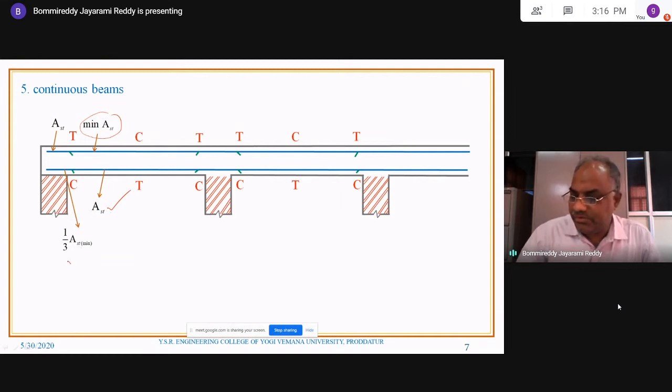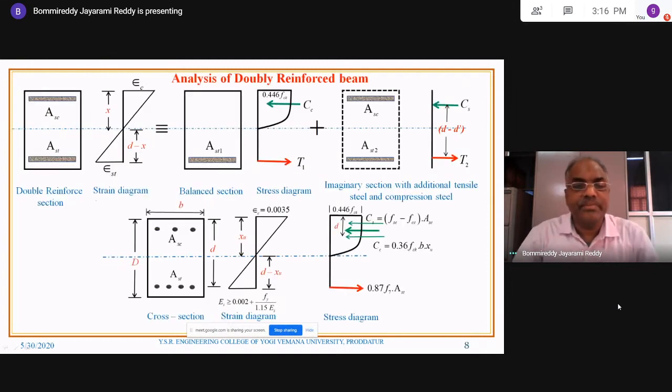And one third of the steel reinforcement must be extended into the support, so that continuity of the bars both at top and bottom is provided. By providing continuity of the bars both at the top and bottom, the section at any point is called the doubly reinforced section. And now, analysis of the doubly reinforced section.